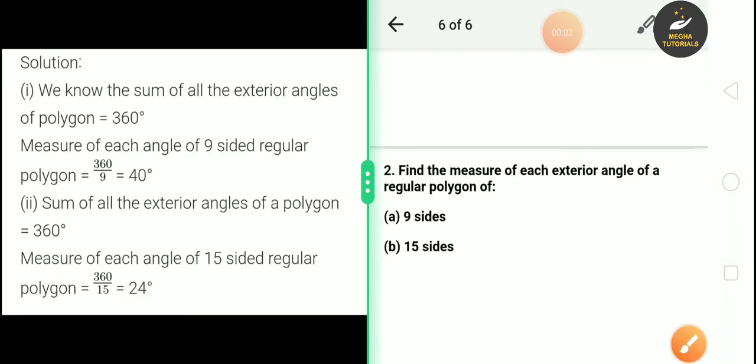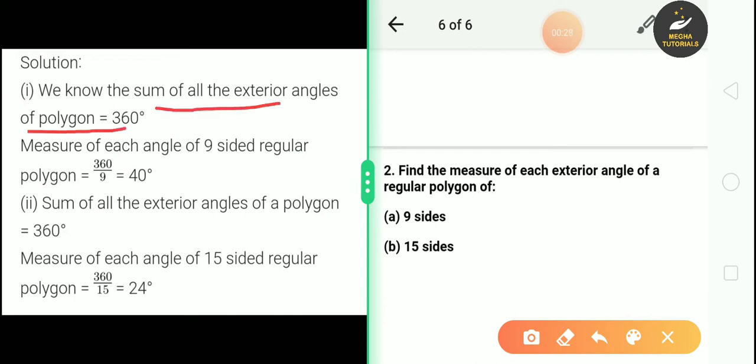Question 2. Find the measure of each exterior angle of a regular polygon of 9 sides and 15 sides. Okay. Now regular polygon means all interior and exterior angles are equal and all sides are of equal length. So for first case, when regular polygon of 9 sides, each exterior angle will be 360 upon 9. So why 360? Because sum of all the exterior angles of polygon is equal to 360 degree. Therefore we can write each exterior angle is equal to 360 upon 9 and it is coming 40 degree.